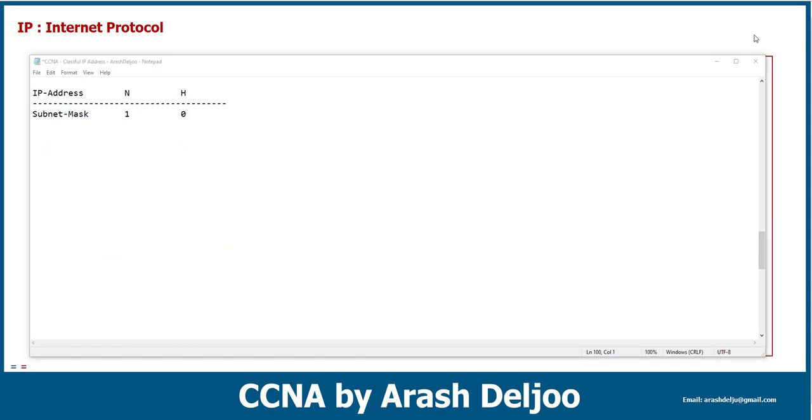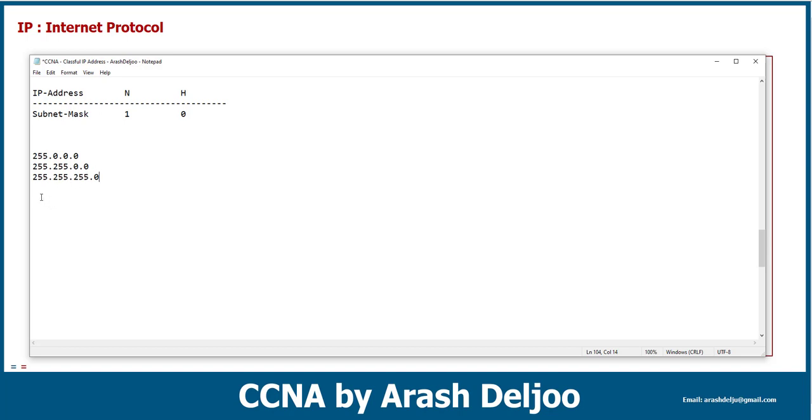Let me give you one other important notation about the subnet mask. For some subnet masks, maybe you haven't encountered them until now. Look at here. You know that until now we configured only these three subnet masks: 255.0.0.0, 255.255.0.0, and 255.255.255.0. The three default subnet masks. But we have other subnet masks. Let me talk about them.